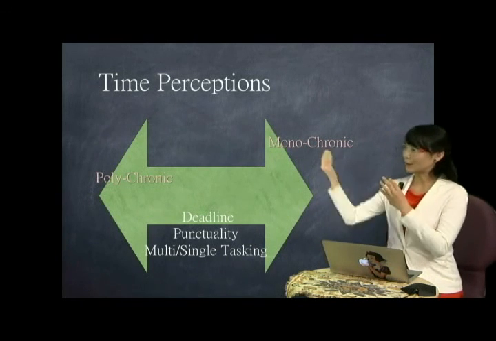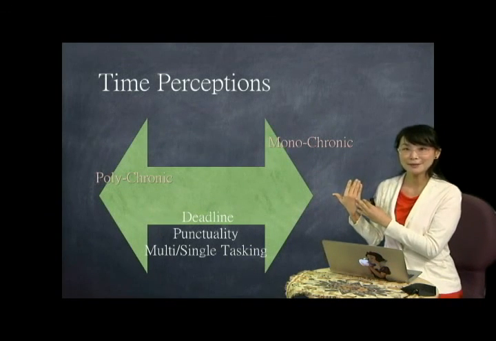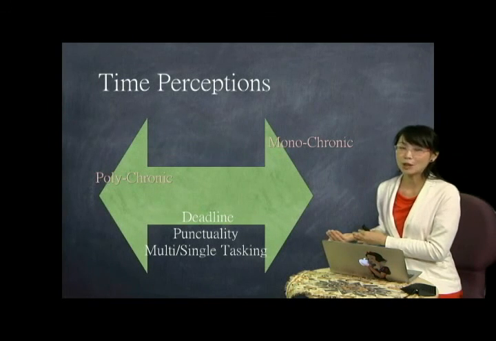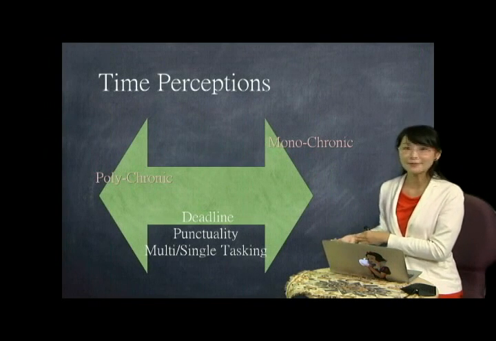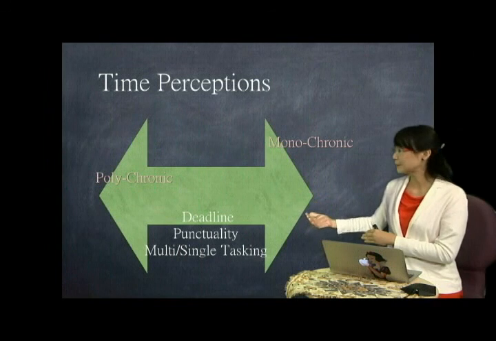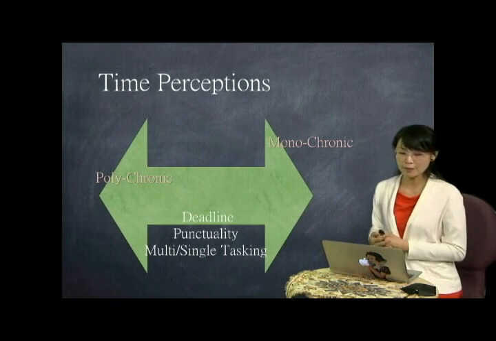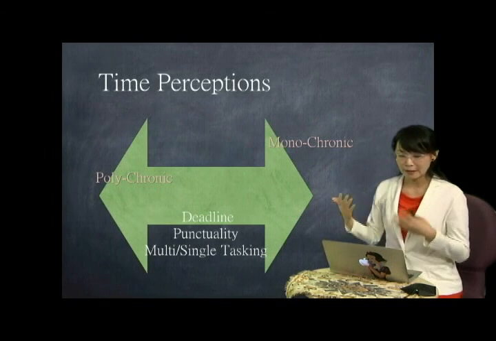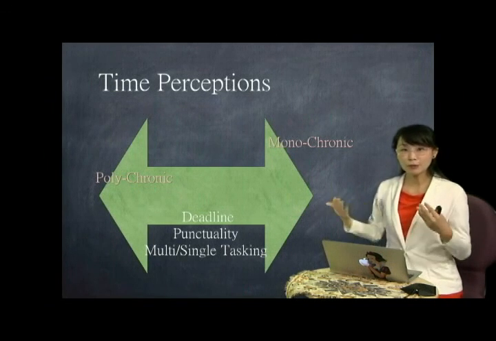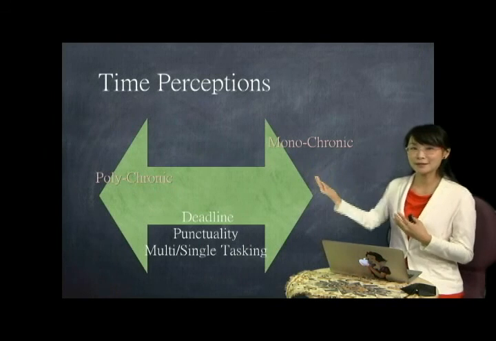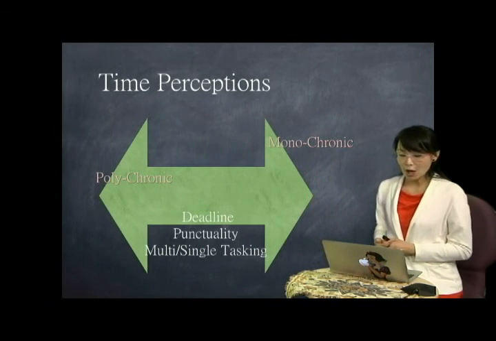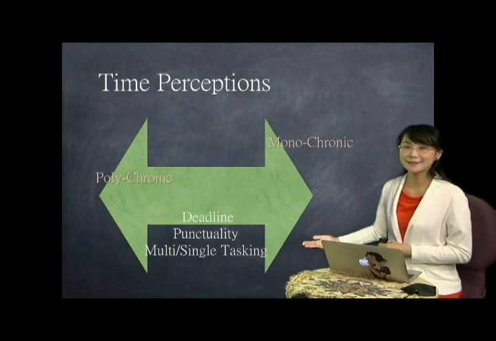Alright, so when people from different cultures work together, would this cause misunderstanding or problems? Yes, this kind of different definition of deadline very often causes misunderstanding or even business conflict. So people need to pay attention to this kind of problem. Alright, and the next one is punctuality.